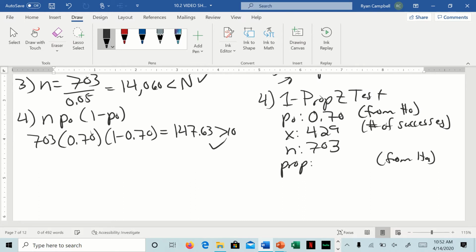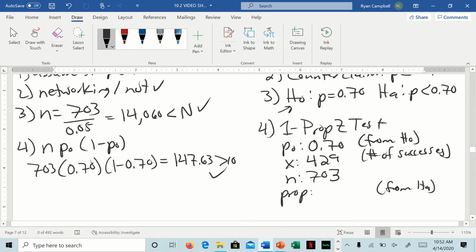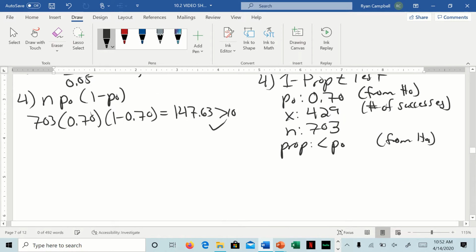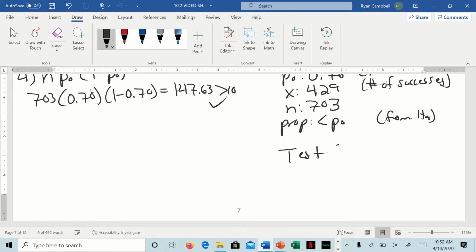HA. So HA is less than, so it's going to be less than P naught. When we plug all that in, we see that our test statistic is negative 5.19.